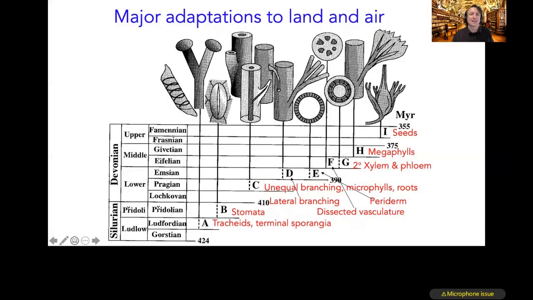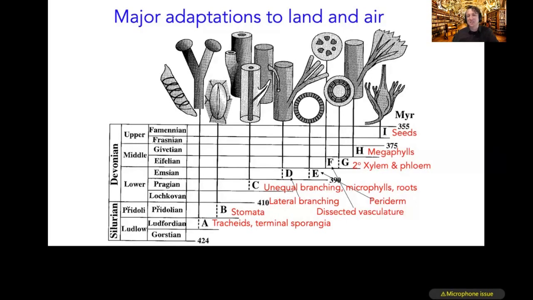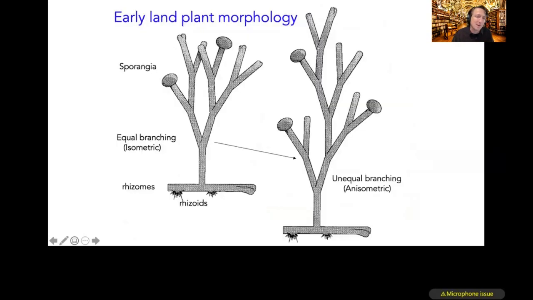If you remember back, as we go back to the Silurian, back into the Devonian, we can map out these differences in macroevolutionary time, these major adaptations of land plants to basically living in the air, right? Tracheids, stomata, differences in branching architecture, secondary growth, we have xylem and phloem, we have megaphylls, we have seeds. All of these are adaptations to living in this terrestrial environment. So remember this early land plant morphology where we had Cooksonia with dichotomous branching, and sporangia at the tips. Remember all of this?